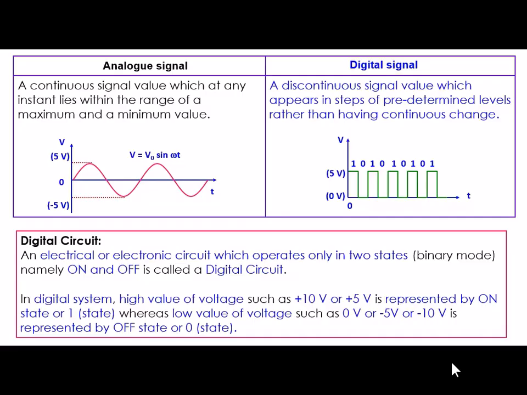And the branch of electronics which deals with such digital circuits, which operate in this on state and off state, is said to be digital electronics. Let me repeat again. The branch of electronics which deals with such digital circuits which operate in the 1 state and 0 state is called digital electronics.